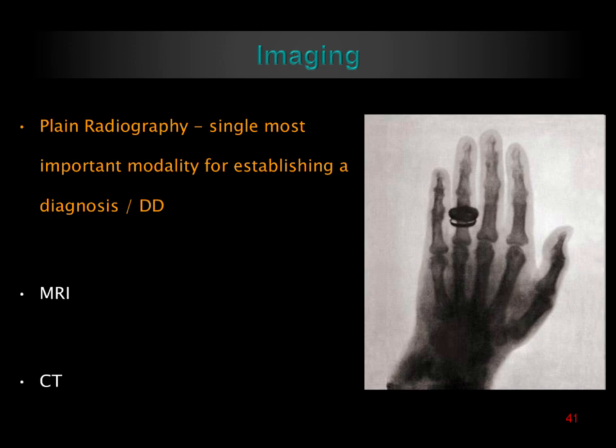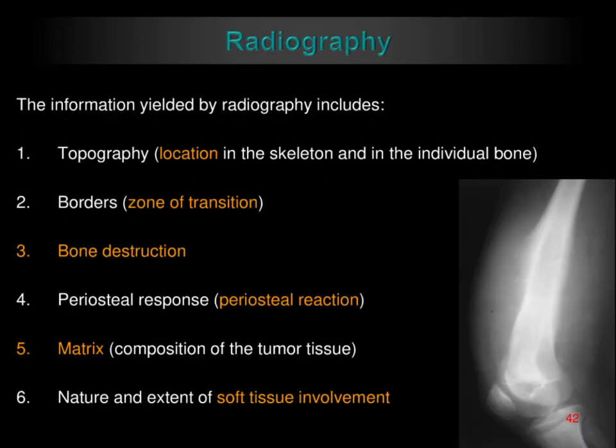Between the three modalities of local imaging available at our disposal, that is plain radiograph, MRI and CT, plain radiography is the single most important modality for establishing a diagnosis or differential diagnosis. A plain radiograph gives us a lot of information about a bone lesion.